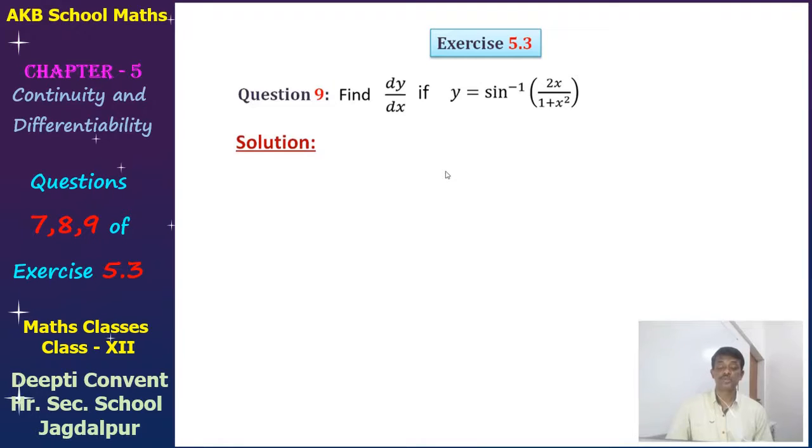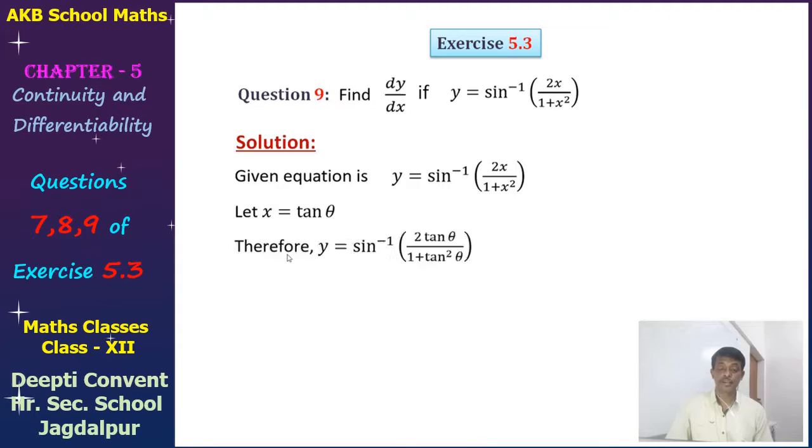So here we will substitute the value of x as tan theta. So that is the solution. The given equation is this. Let x equal tan theta. Why? 2 tan theta over 1 plus tan square, we convert it into sin 2 theta. That's why we are taking it like this. So here theta equals tan inverse x. Now, therefore, y equals sin inverse of 2 tan theta upon 1 plus tan square theta. This equals sin 2 theta. We know this formula from trigonometry. So remember it. You require all the formulas of trigonometry and inverse trigonometry.